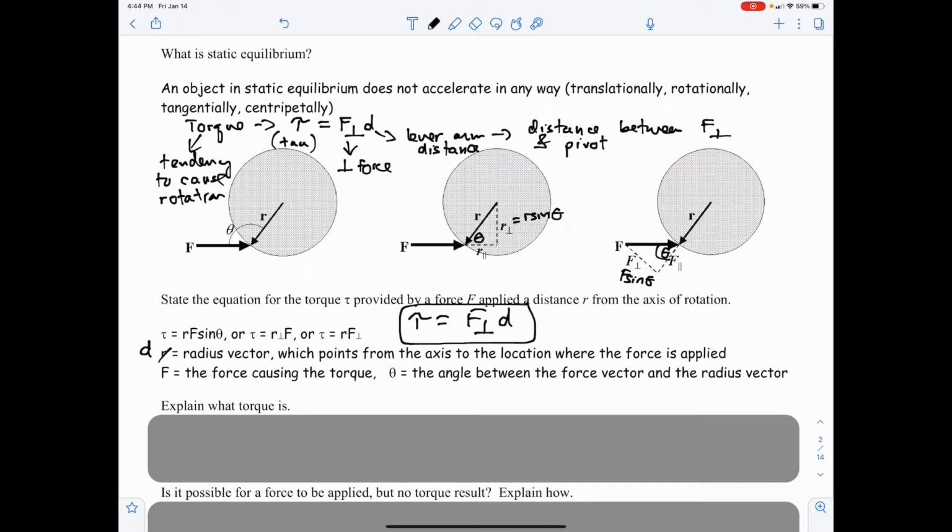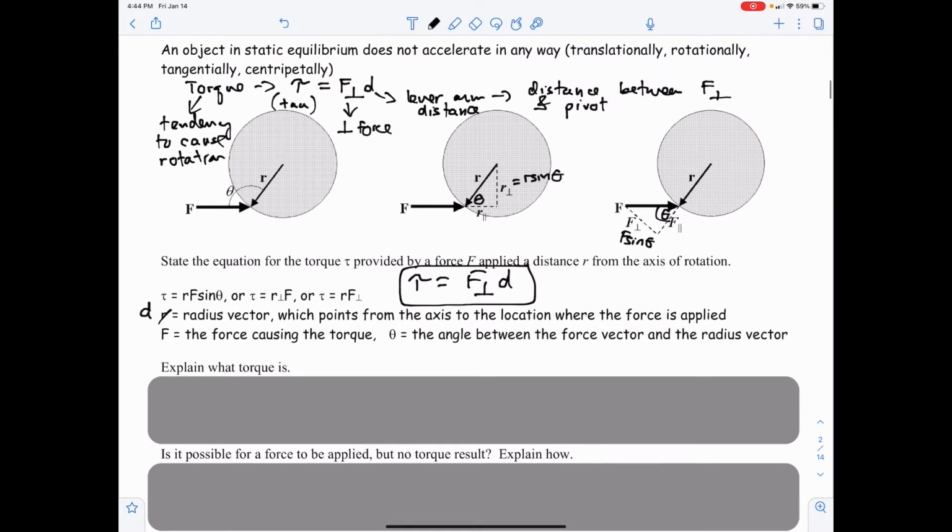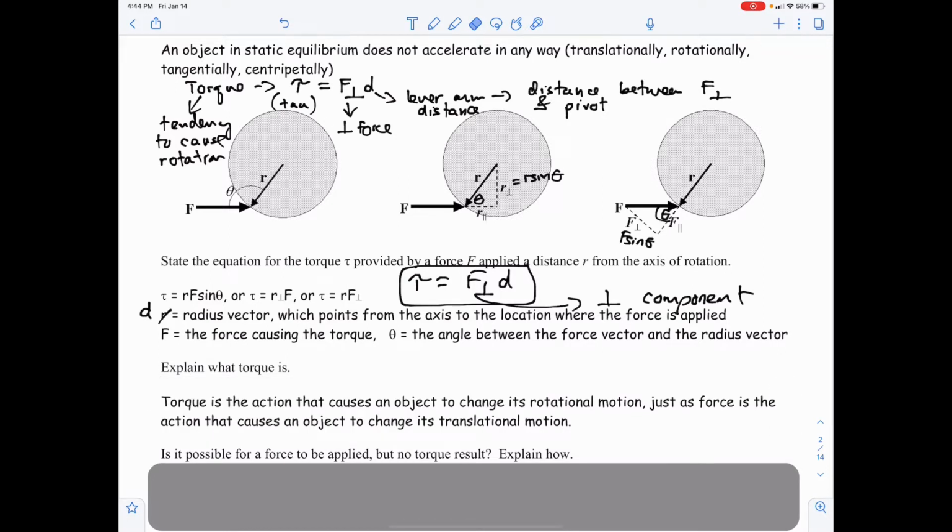That is a pretty good unified way of knowing how to do that. And so the perpendicular force, just make sure you find the perpendicular component of force. And you'll see what I mean when we have to apply it. Okay, explain what a torque is. Well, again, the torque is an action that causes rotation. So just as a force causes an object to change its translational motion, a torque causes an object to change its rotational motion.